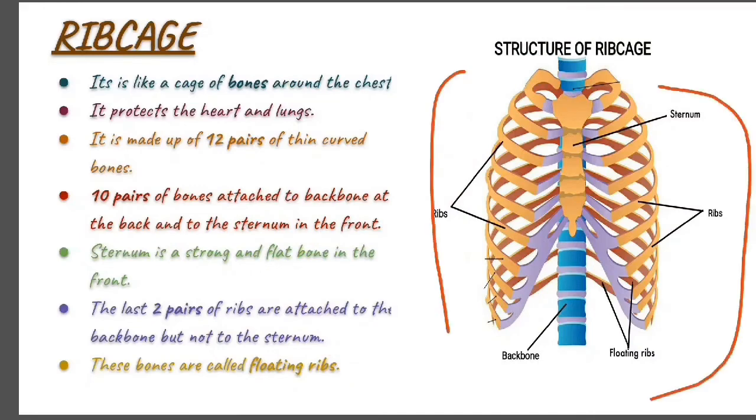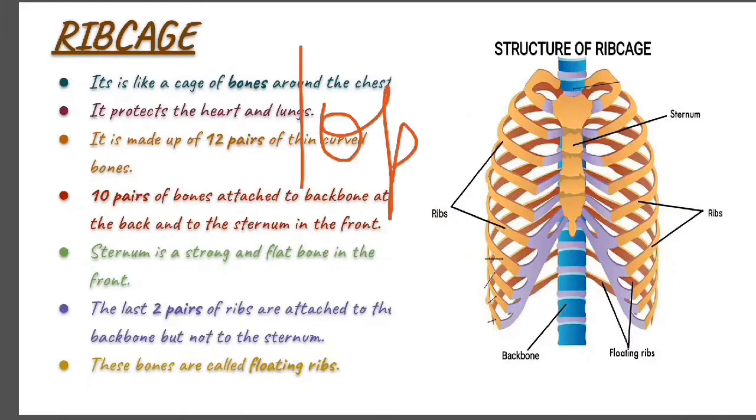Now why am I saying 10 plus 2 pairs? Because 10 pairs of bones are actually attaching to the sternum plus backbone. But the leftover 2 pairs, what is happening to them? These 2 pairs are not attaching to the sternum. This is an important point, you have to remember it: the rest two pairs of bones are not attaching to the sternum, they are only attaching to your backbone.